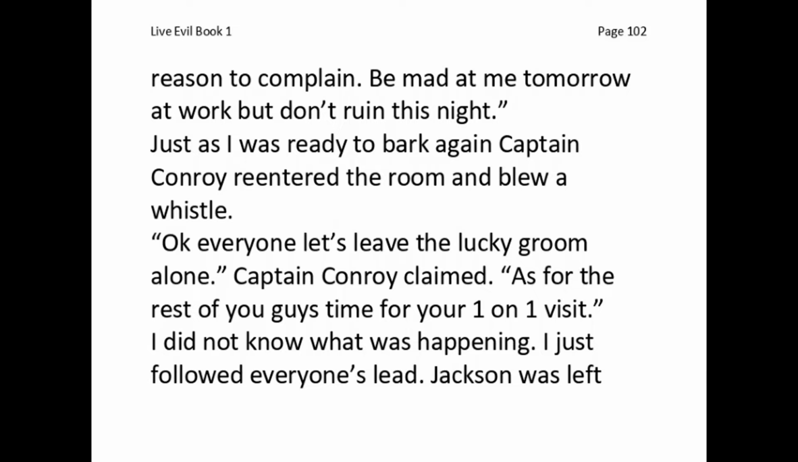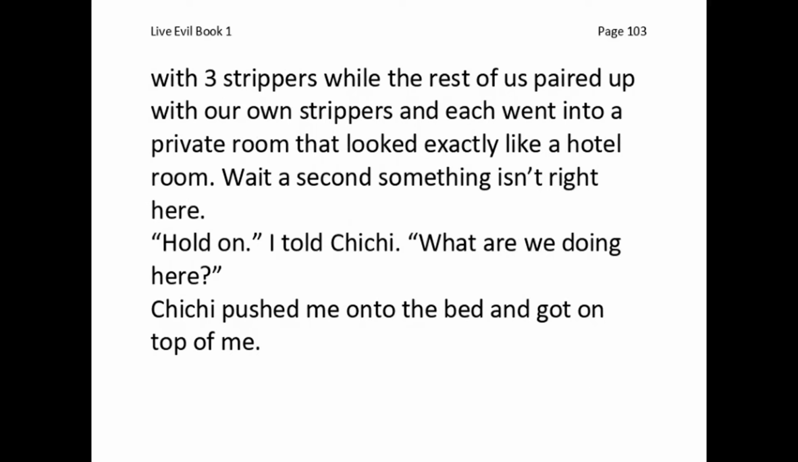Just as I was ready to bark again, Captain Conroy re-entered the room and blew a whistle. "Okay, everyone, let's leave the lucky groom alone," Captain Conroy claimed. "As for the rest of you guys, time for your one-on-one visit." I did not know what was happening. I just followed everyone's lead. Jackson was left with 3 strippers while the rest of us paired up with our own strippers, and each went into a private room that looked exactly like a hotel room.